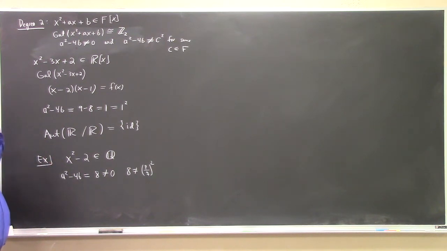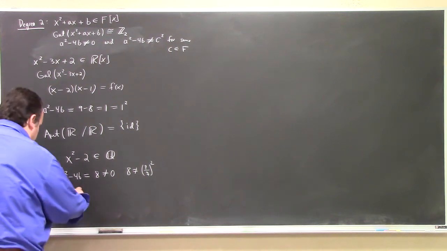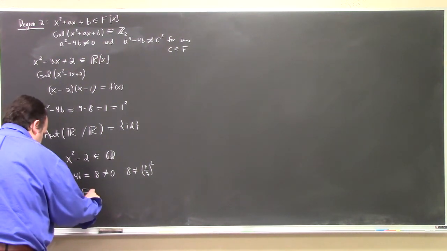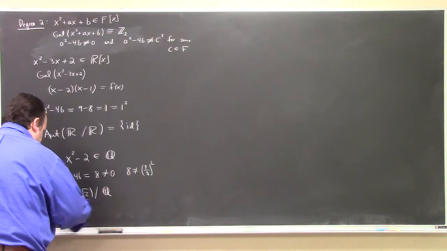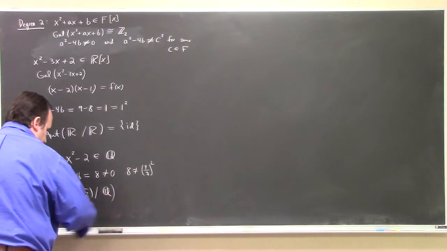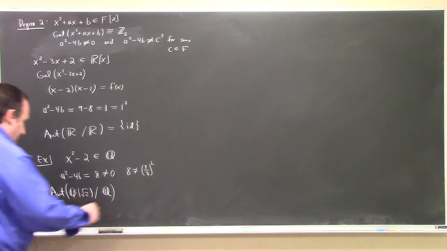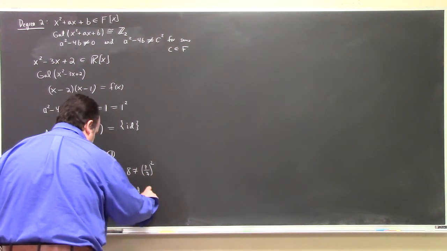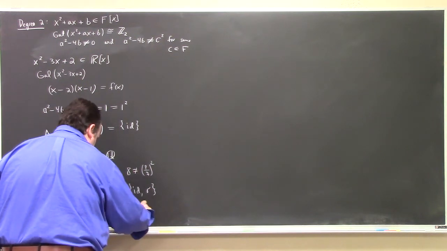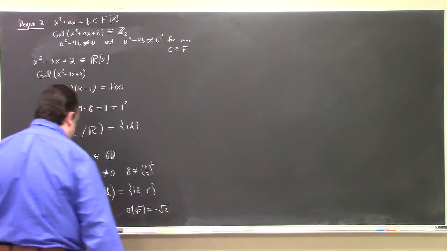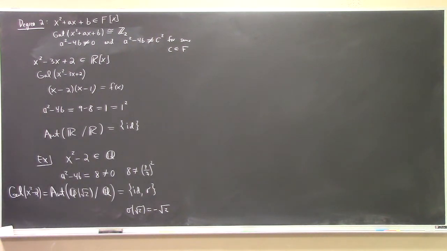Therefore we're in the irreducible case, and indeed the splitting field here is Q adjoin the square root of 2 over Q. If we look at the automorphisms of that, which is the Galois group of that polynomial, it's just the identity map and the sigma map, defined by sigma of square root of 2 equals minus square root of 2. So again, up to isomorphism, that's C2.